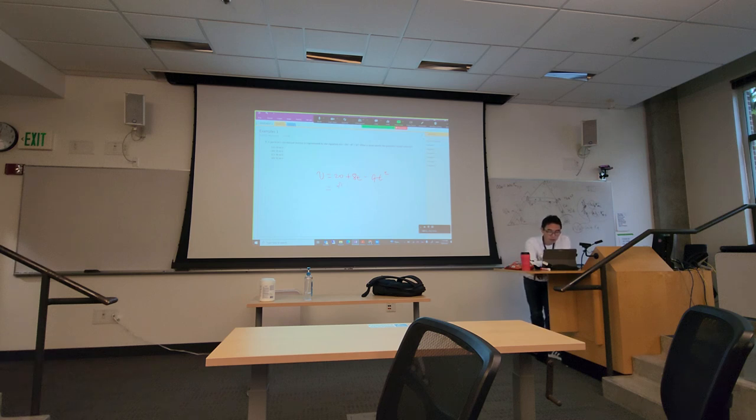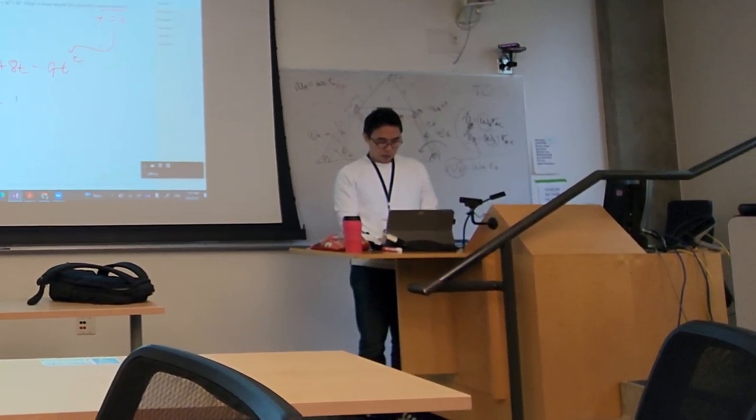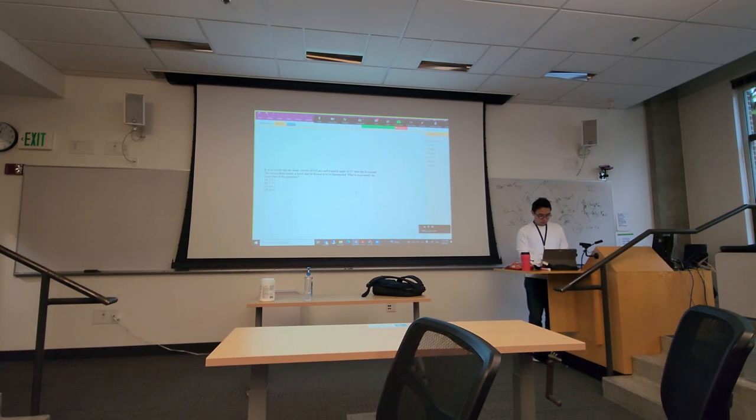V is ds over dt. So how do you find the initial velocity? What does the initial velocity mean? T equals 0, so simply plug 0 in here, and V can be found. Okay, so this is a very simple example. I don't think you have any issues with this. So now I will give you the answer for this. 20 is the answer.